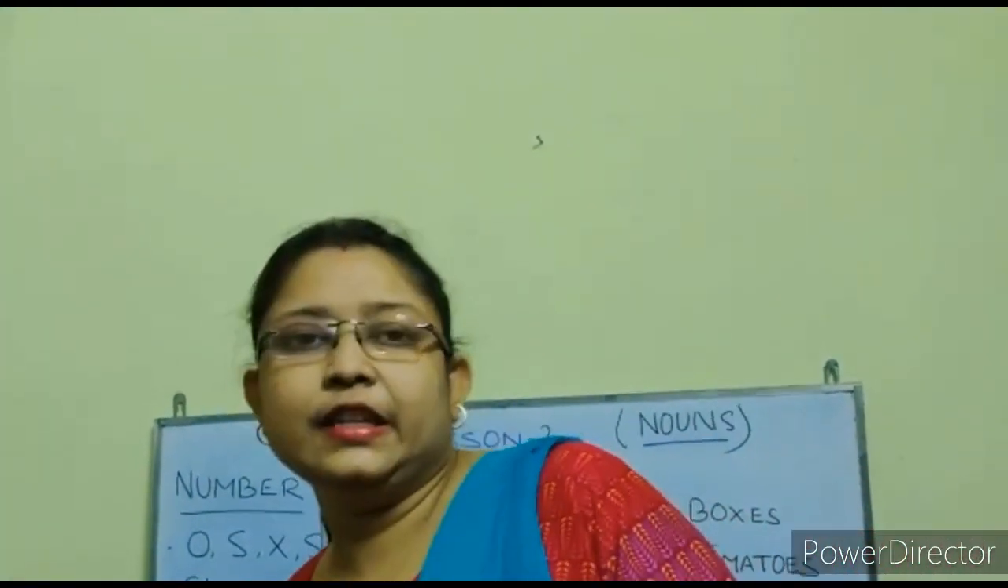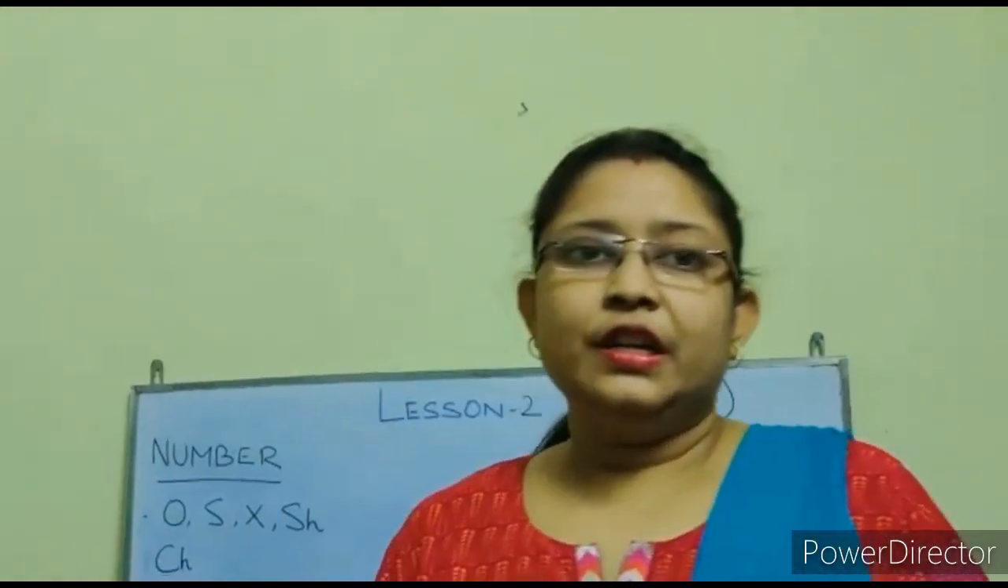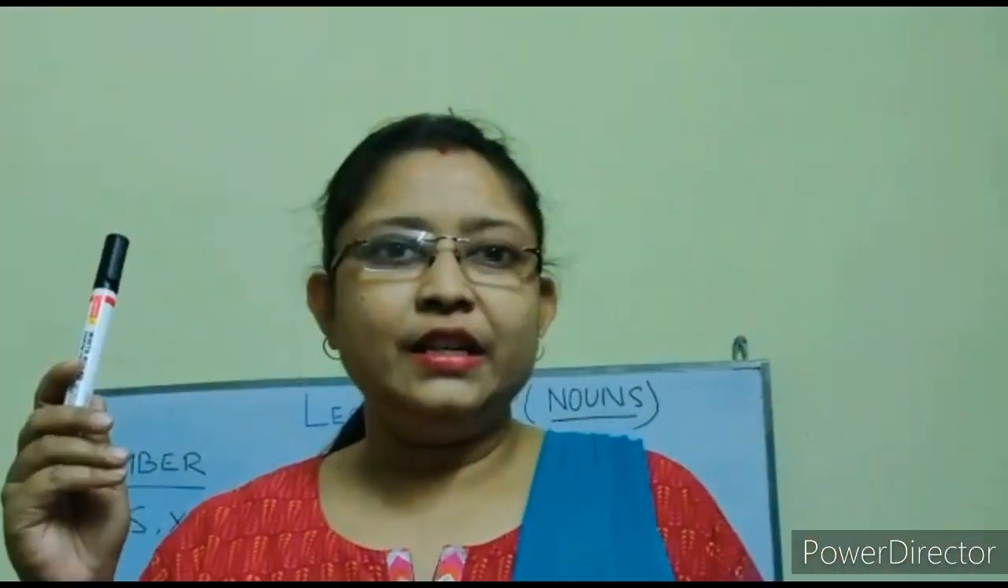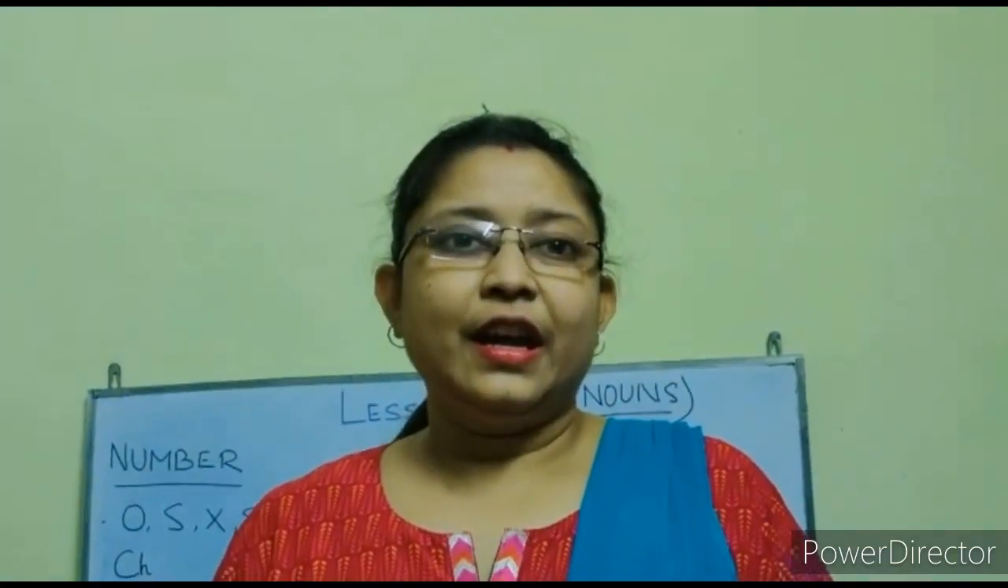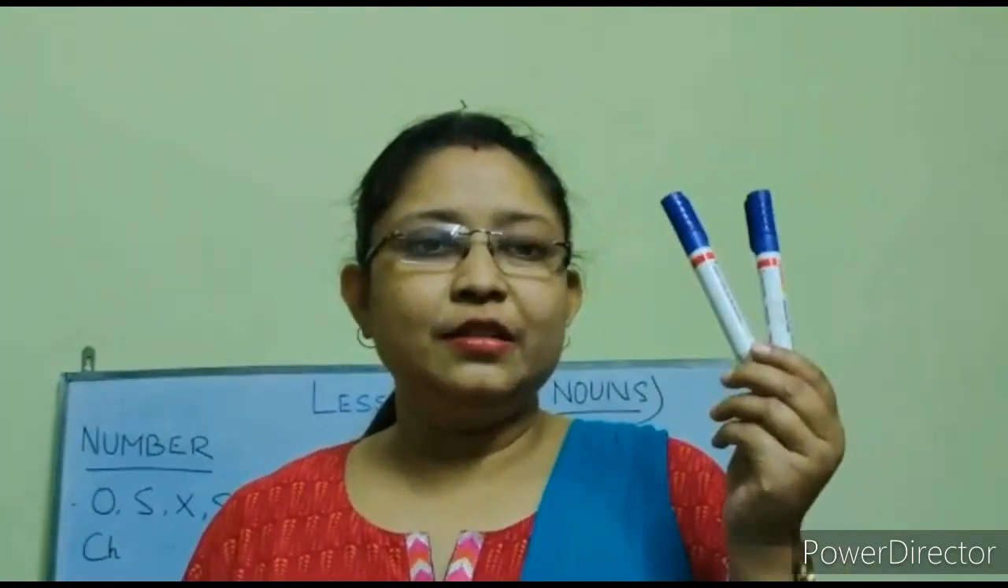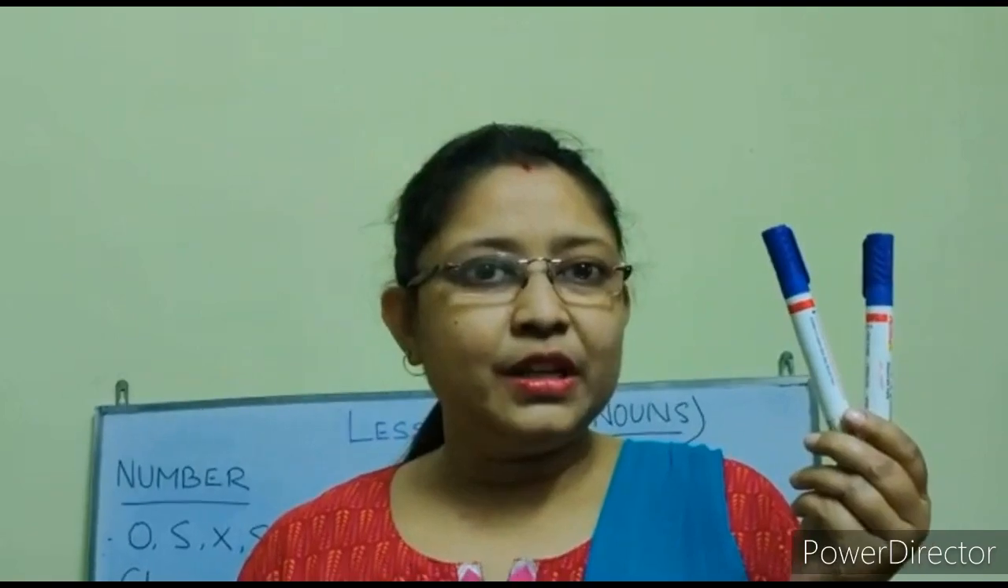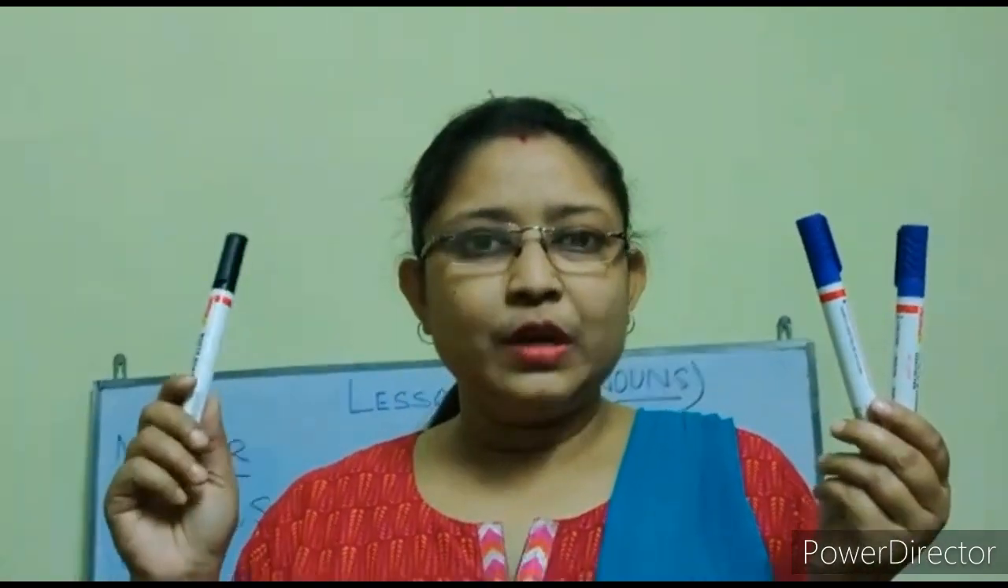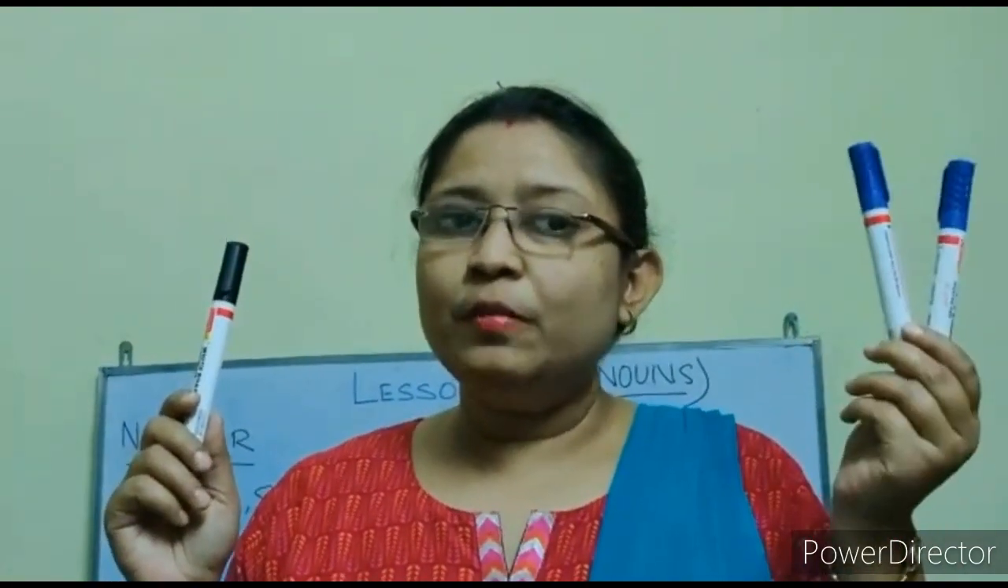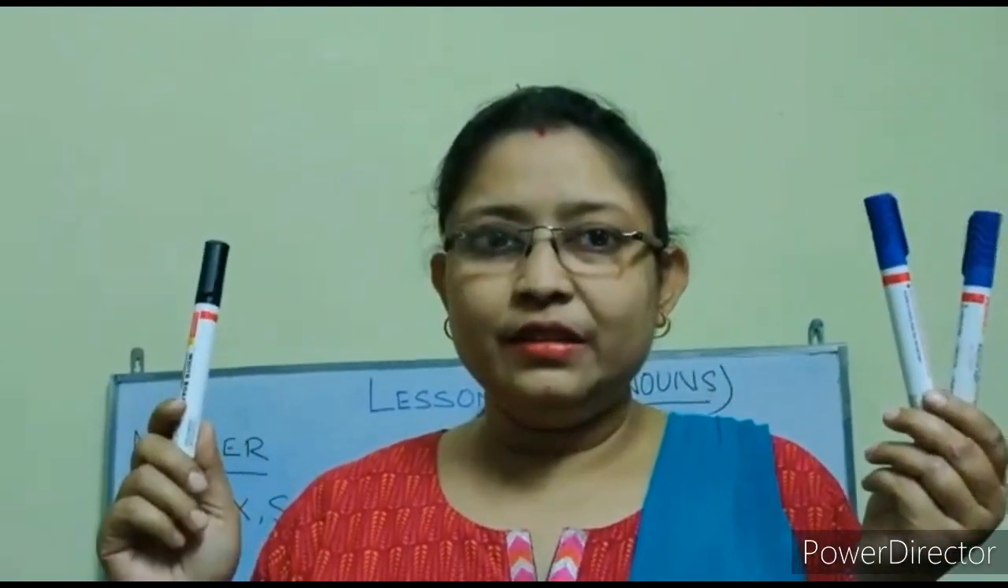Now let me take one more example to make the things clear to you. Now what do I have in my hand? Marker. How many? 1. And what do I have in this hand? Markers. How many? 2. So 1 marker, 2 markers. 1, many. Now is the topic clear to you?